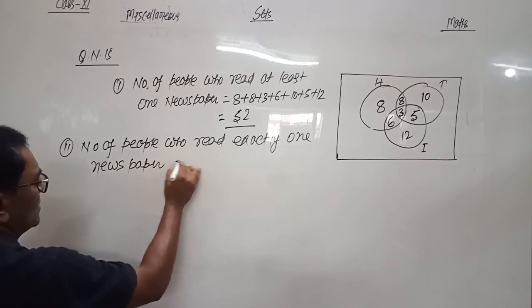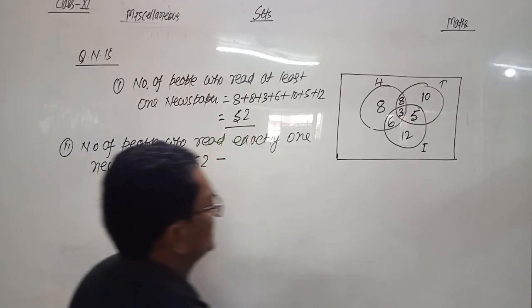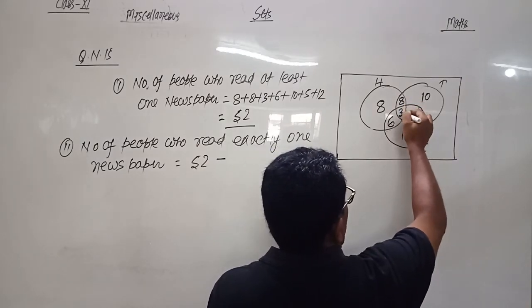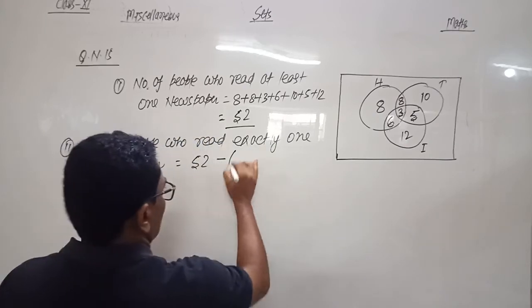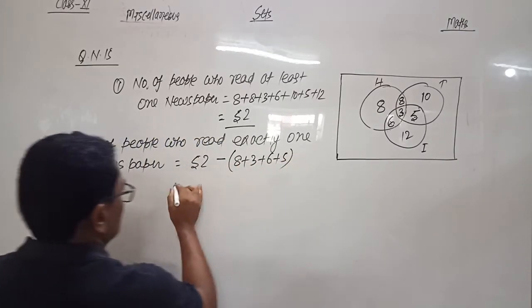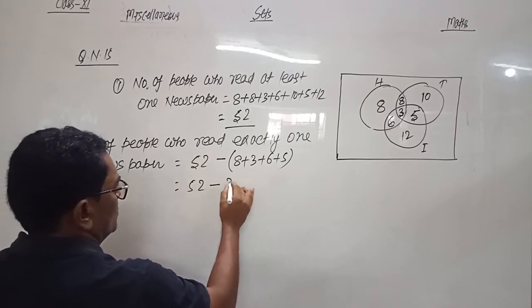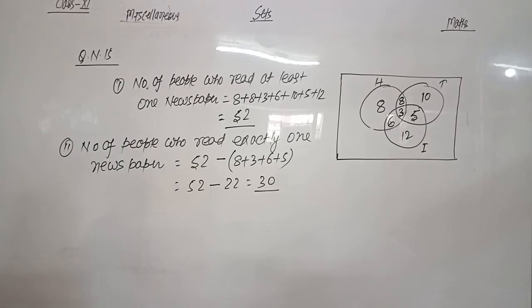So we subtract the common part from the total. Total 52 minus the common part 8 plus 3, 11 plus 5, 16 plus 6, 22. Minus 8 plus 3 plus 6 plus 5. So we get 52 minus 22. So 30 people read exactly one of the newspapers. So we completed question number 15.